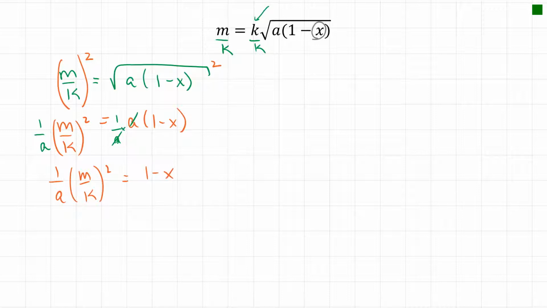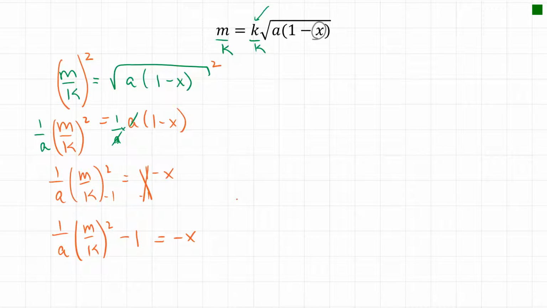So the next step is to get rid of the 1, and I'm going to subtract 1 from both sides. So subtract 1 here and subtract 1 on this side. So I end up with 1 over a times (m over k) squared minus 1 equals negative x, because remember, these cancel.